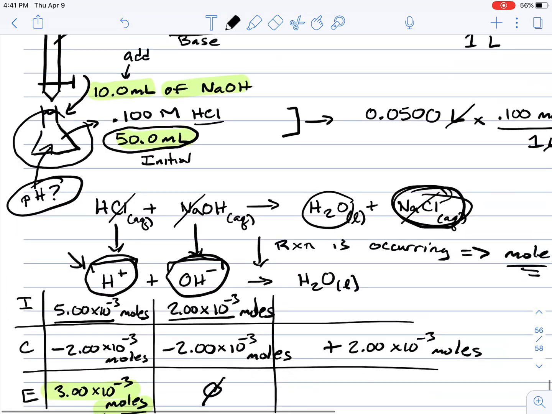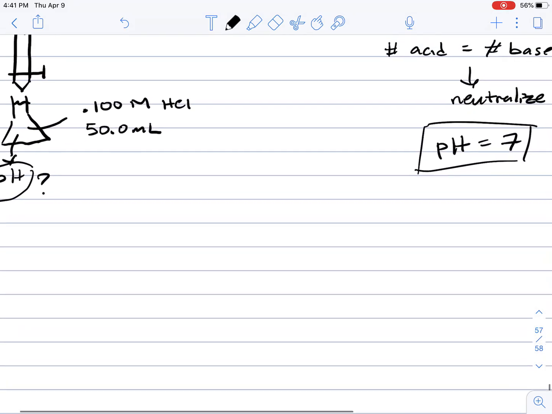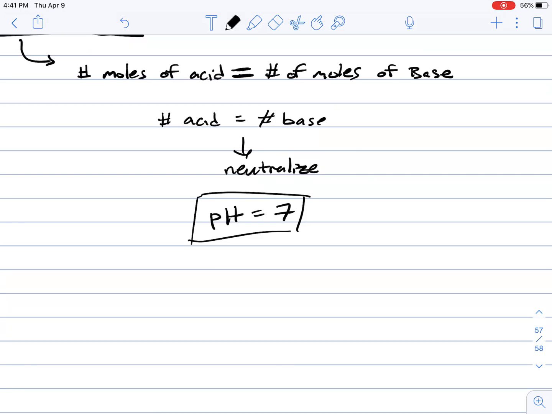Okay. And so to keep with that trend, not only do I need to solve for the pH, but I also need to solve for the volume of the base. Okay. And so what we're going to do is determine the volume of the base when the pH is neutralized, when the pH is exactly 7.